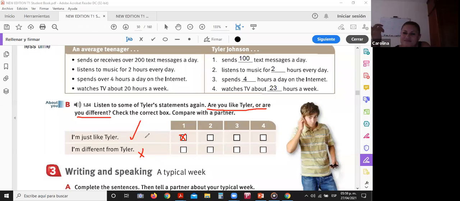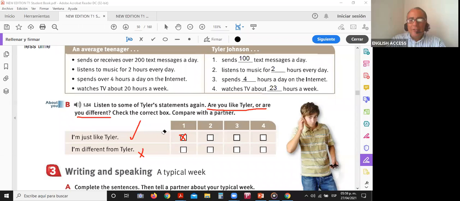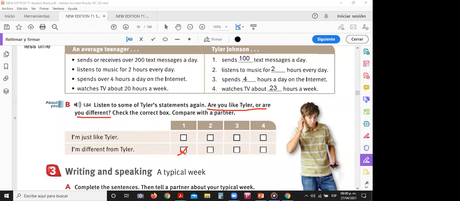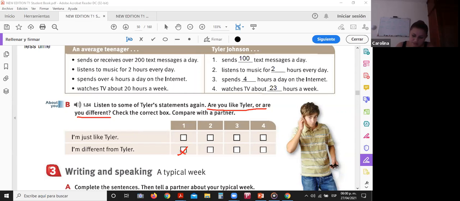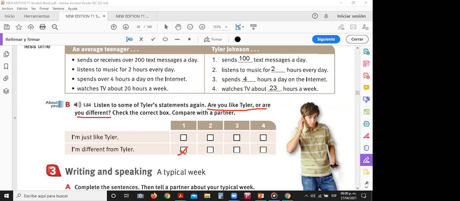Okay, don't worry. Tyler says that he sends or receives 100 text messages. Are you like Tyler or different? Different. Okay, you have to check this box right here. What about you, Fatima? Similar or different? Different. What about you, Antonio? Different or similar? Different. Okay. Now let's go for number two.